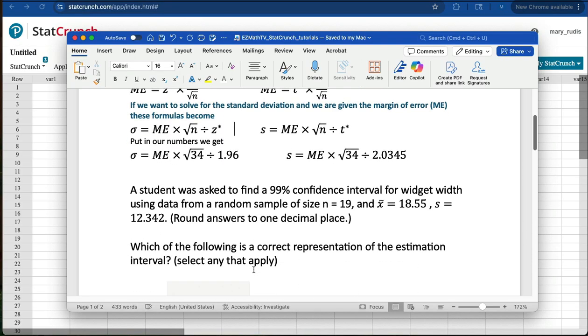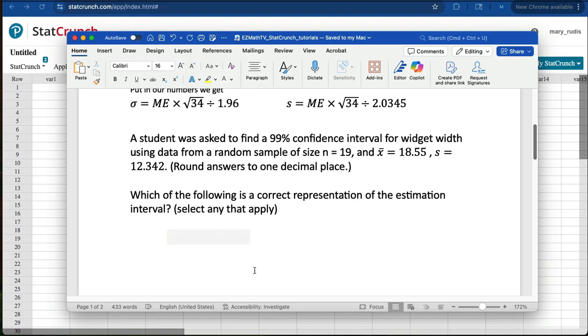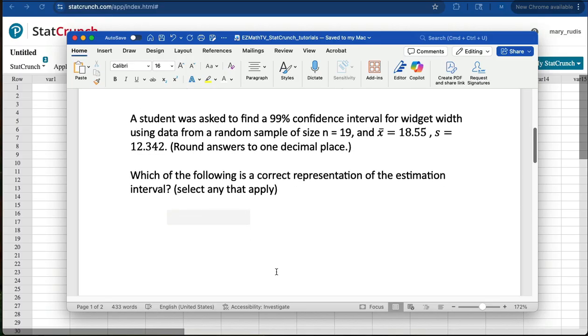So let's move on to an actual question here. A student was asked to find a 99% confidence interval for widget width using data from a random sample with size n equals 19. Our sample mean, x bar, is equal to 18.55. And S, which is our sample standard deviation, equals 12.342.